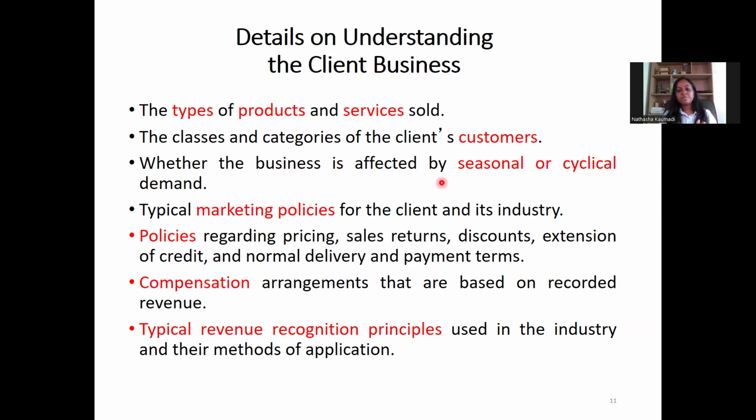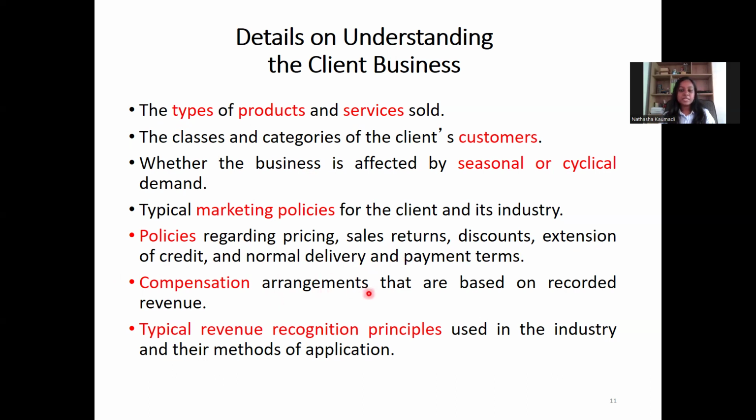Whether the business is affected by seasonal or cyclical demand. Some organizations have cyclical, some have seasonal. Both are the same most of the time, but you need to understand that, or a regular consumer product. Typical marketing policies for the client and its industry. What are the marketing policies? Policies regarding pricing. What is their policy for sales returns? Do they give discounts? Extension of credit. Do they extend the credit limit? Normal delivery and payment terms. Everything you need to know about the client.